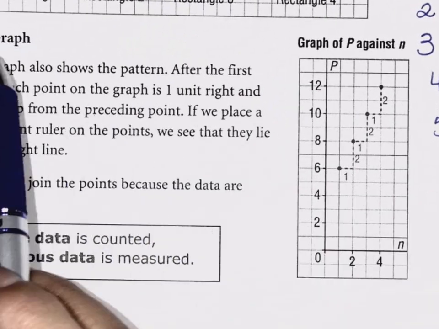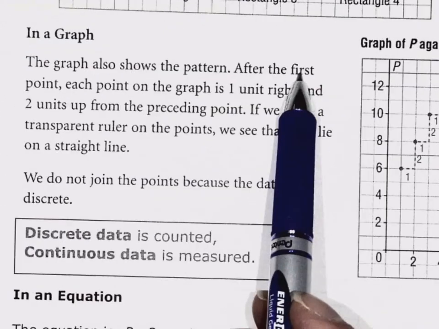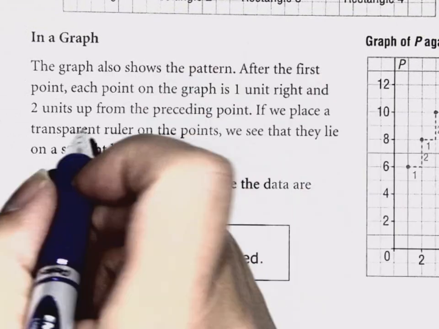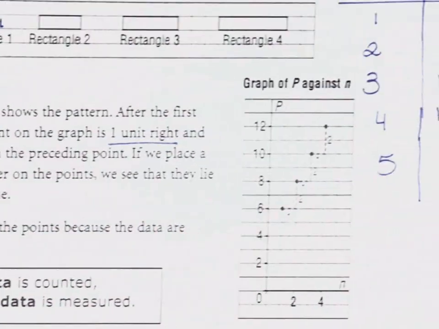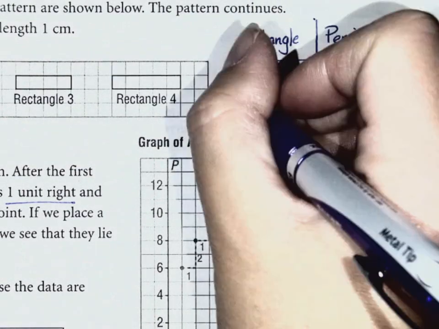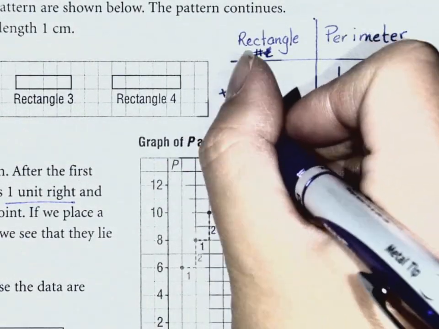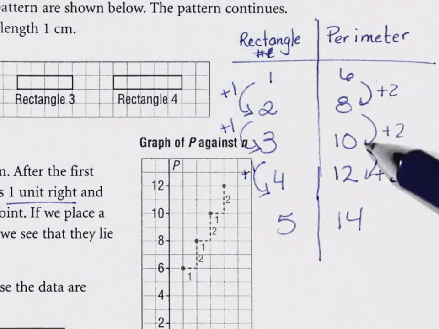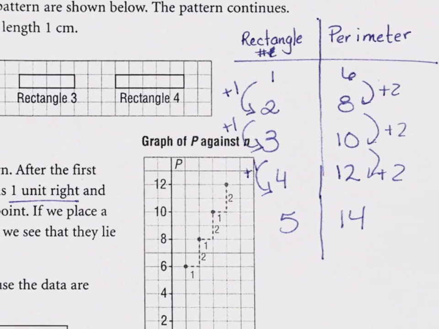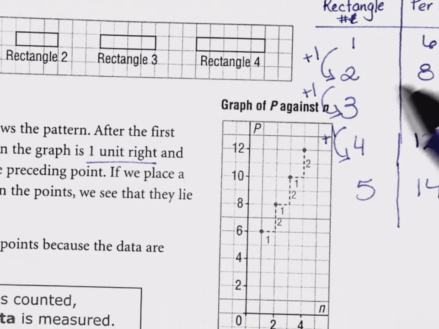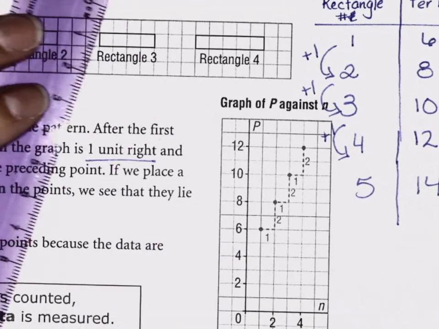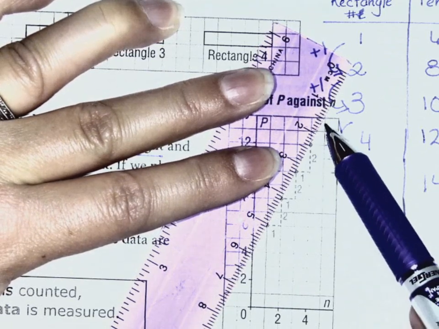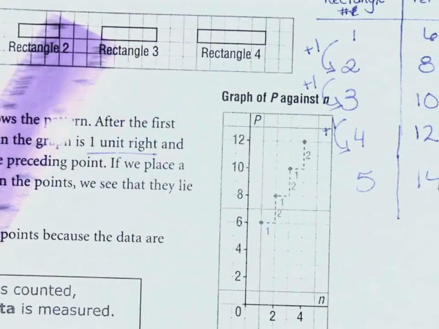All right. So the graph also shows a pattern. After the first point, each point in the graph goes 1 unit right and 2 units up. We know that from our pattern in our table. So that goes up by 1, that one goes up by 1, goes up by 1, right? We know that the left-hand side goes up by 1 and the right-hand side goes up by 2. If we place a ruler over the points, what you'll see is they line up in a straight line. If I were to connect them, they line up in a straight line.